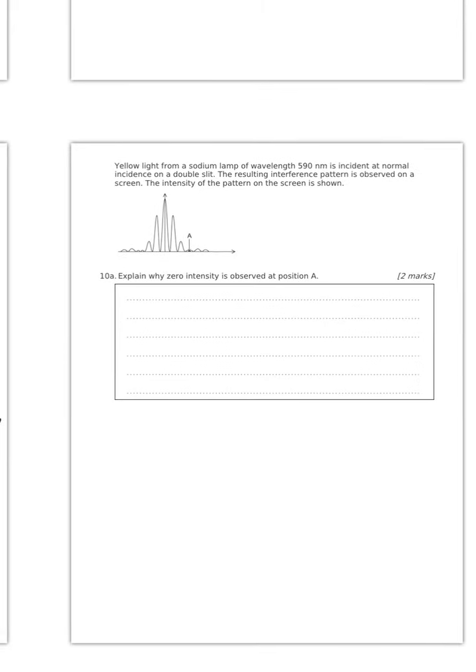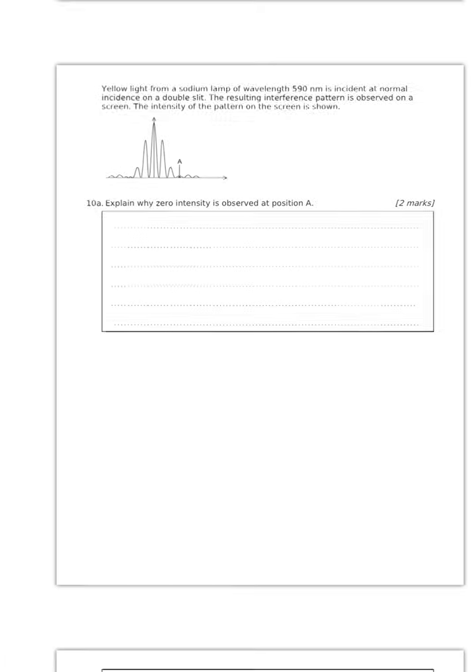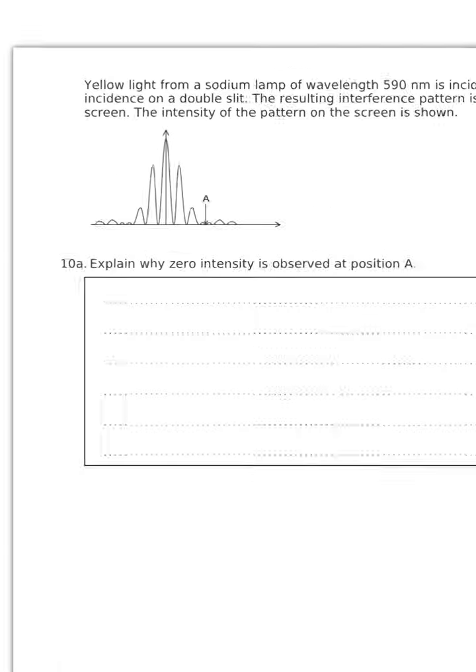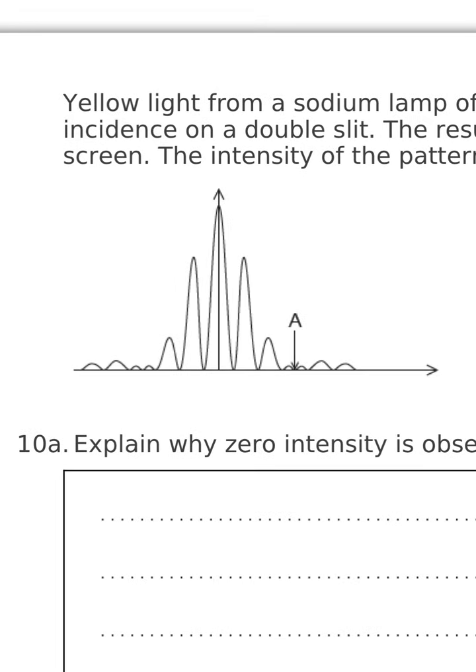Yellow light from a sodium lamp of wavelength 590 nanometers is incident at normal incidence on a double slit. Here's the interference pattern, and we're asked to explain why zero intensity is observed at position A. Okay, so we have this pattern here. It says zero intensity observed at position A, and I can think of 2 reasons why there's zero intensity at position A.